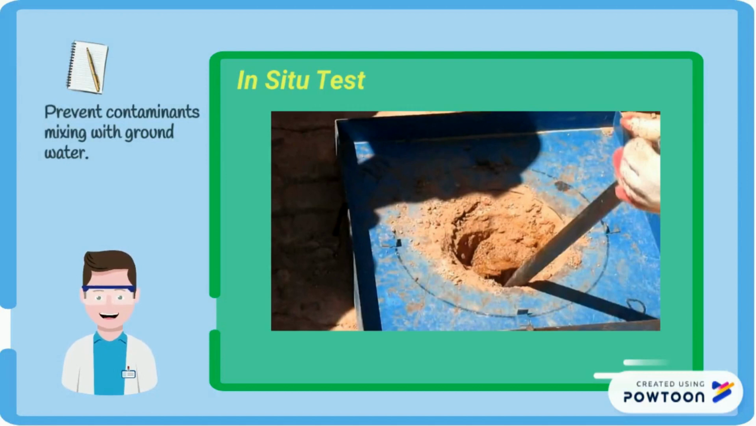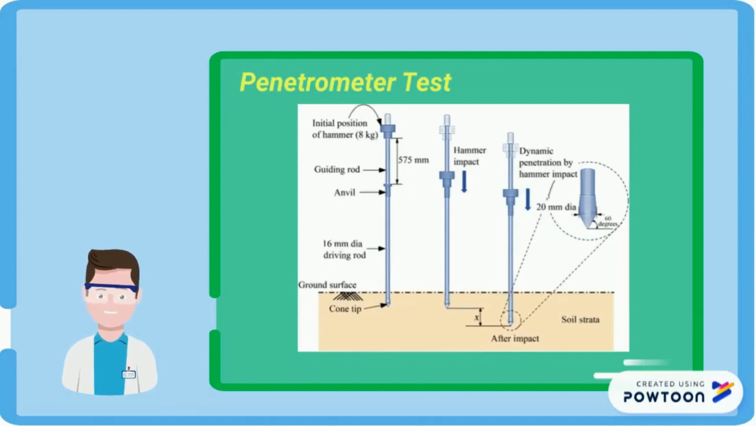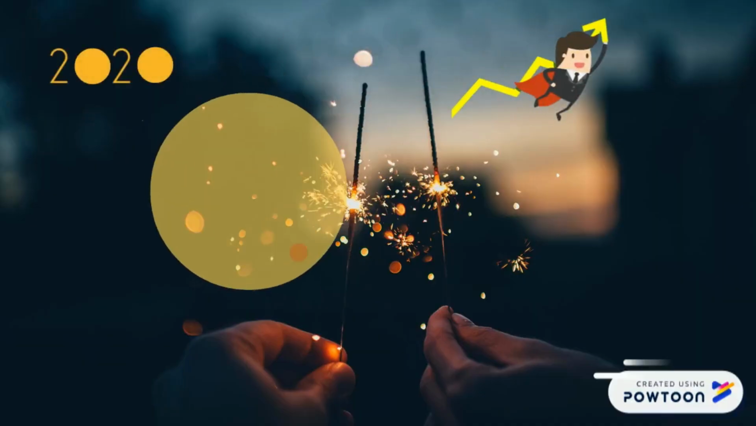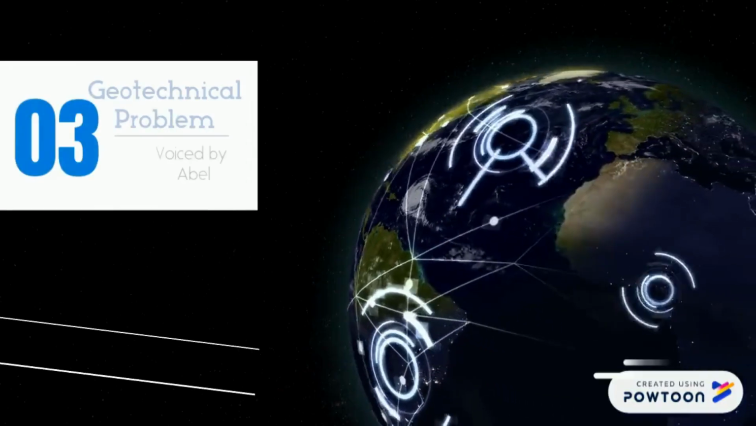Finally is the penetrometer test. Pocket penetrometer instrument is used to identify vulnerabilities in earth dam by determining soil load bearing capacity. Next is geotechnical problem.